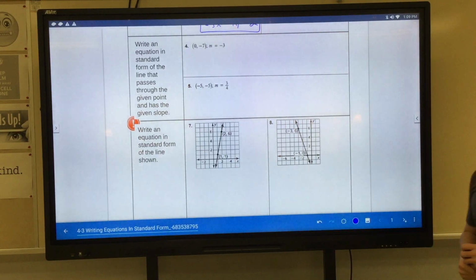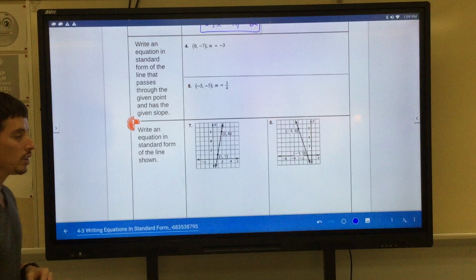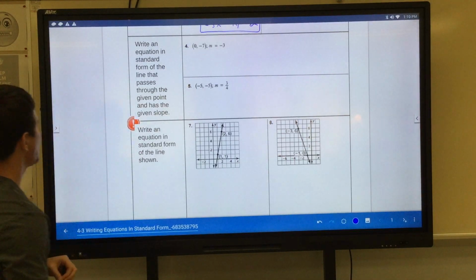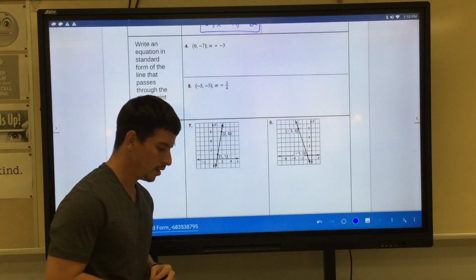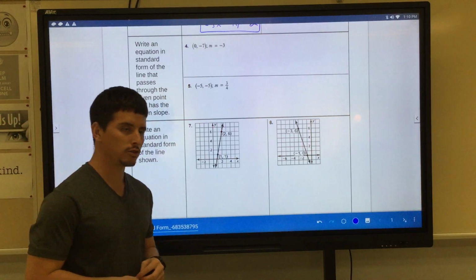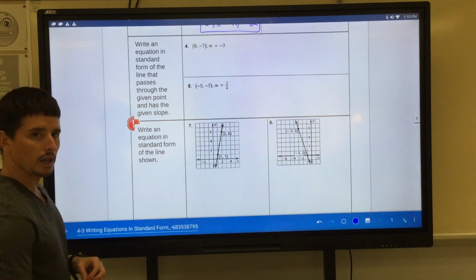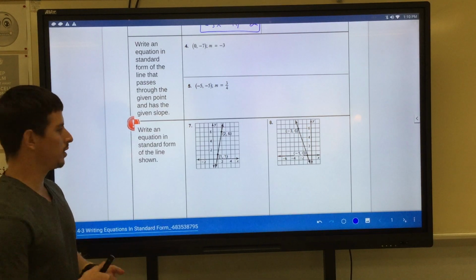Alright, we need to write an equation in the standard form of the line that passes through the given point and has the given slope. So, this is very, very similar to what we did in 4.1 and 4.2. So on this one, we have 0, comma, negative 7. That's the point given with the slope of negative 3.